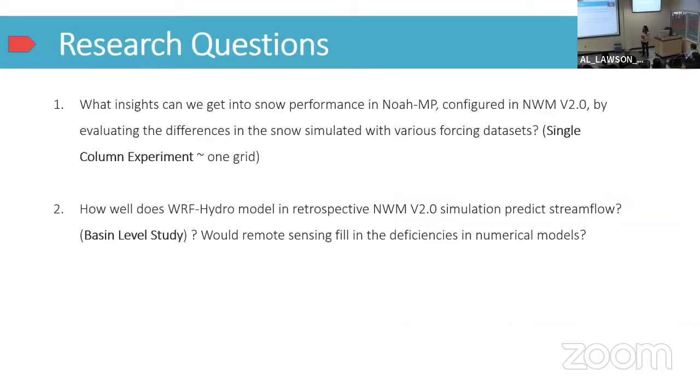So my research questions were: what insights can I get from comparing the model simulation with different forcing data sets? The ones that I was looking at were the forcing data from the SAFE experimental station, where we had the observation of the meteorological forcing. One of them was that, and the second one is the NLDAS-2 data set, which is the North American Land Data Assimilation System version 2. And this is the single column experiment, which is like this one grid.